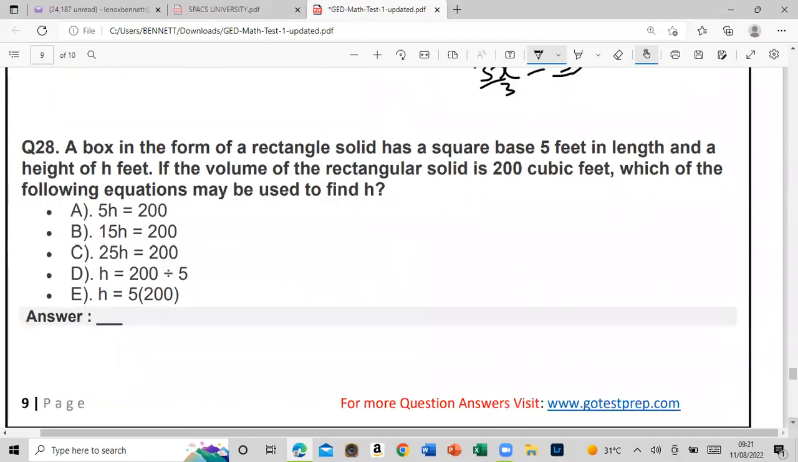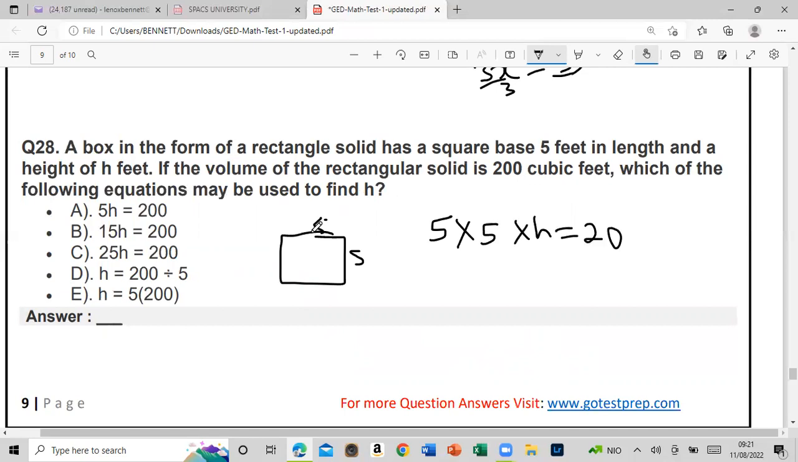A box in the form of a rectangular solid has a square base 5 feet in length, and the height is h. Alright, so basically the square base is 5 by 5, and you don't know the height. It says the volume of the rectangular solid is 200. So in order to find the volume, it will be 5 times 5 times h, and that must equal 200. They ask which of the following equations may be used to find h.